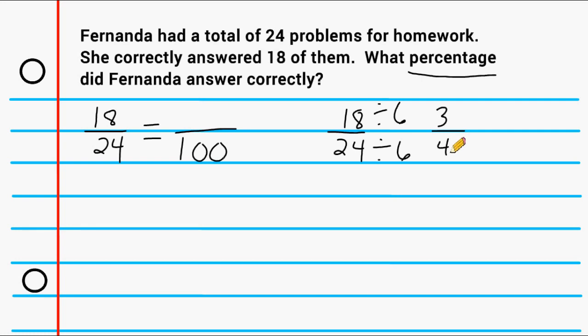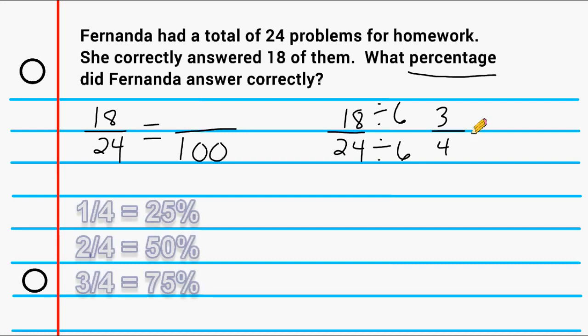Well, whenever you have a 4 as your denominator, we can call those quarters, and we have 3 quarters. And if you had 3 quarters in your pocket as change, that would be 75 cents. So you can think of percentages kind of like money. 100% would be $1, and 75 cents would be 75%. So we can say that 3 out of 4 is equal to 75%.